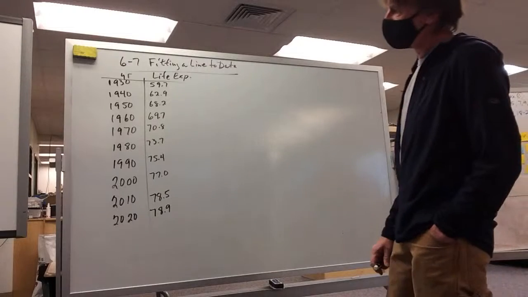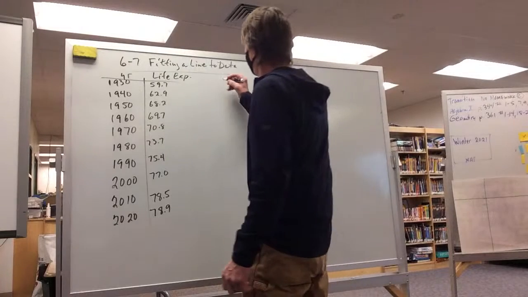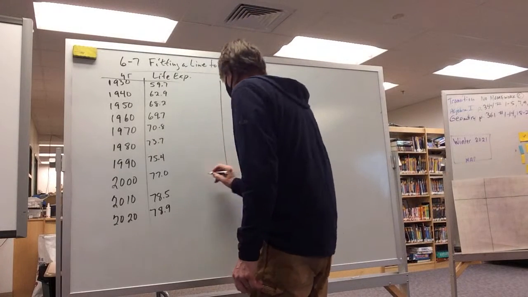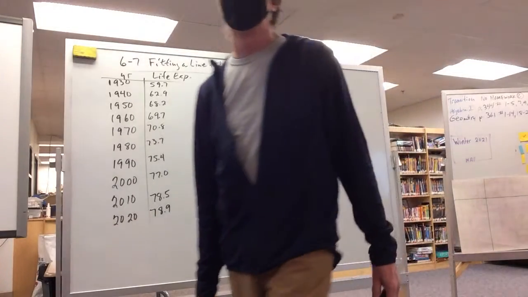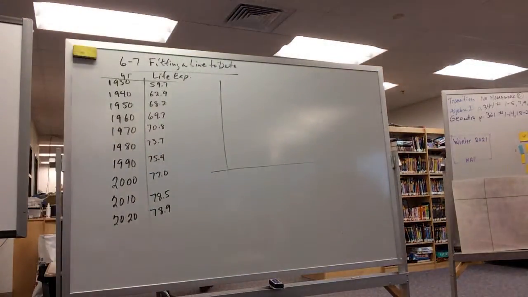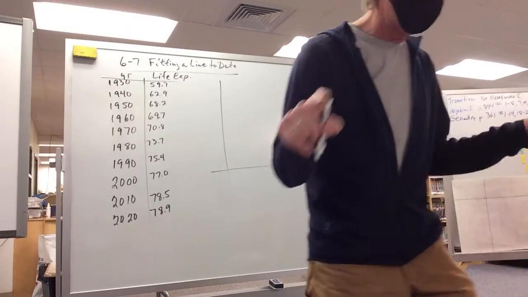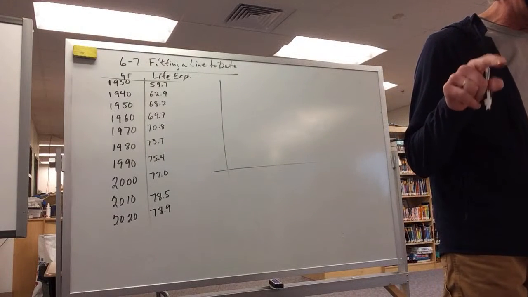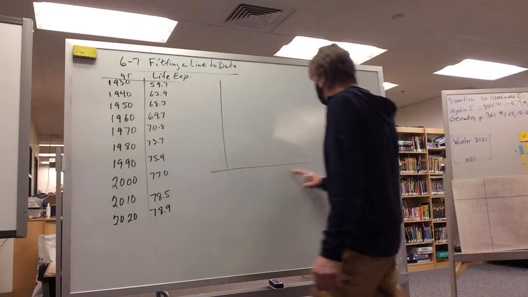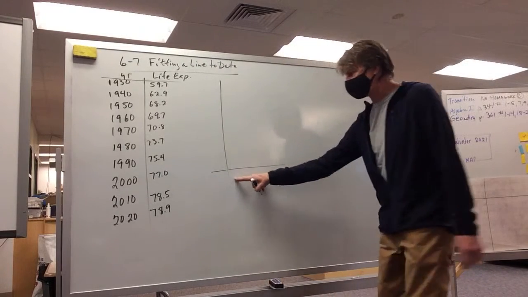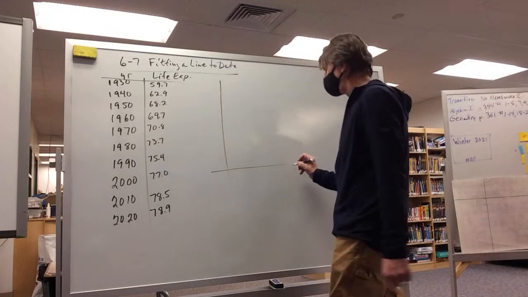Okay, so now what we gotta do is put this onto a graph. My graph is gonna be a lot rougher than yours. So on your graph paper, you guys have your ruler? Should we put years for time or the years for life expectancy horizontally? What should go across the bottom? Time, yeah. So this is gonna be the year.